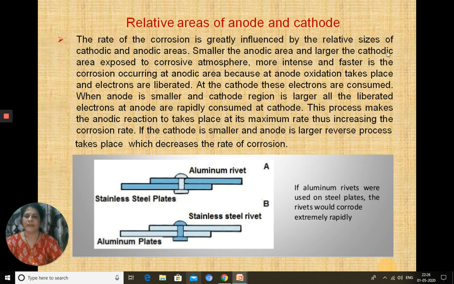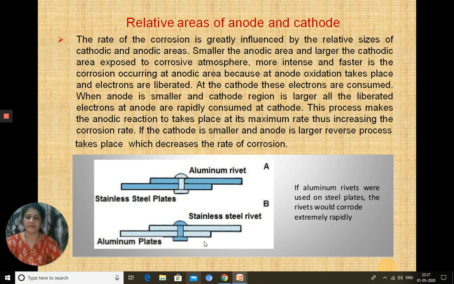Now see here. In both the cases, aluminium will act as an anode and steel will act as a cathode. In the first case, the area of the anode is very small as compared to the area of the cathode. As aluminium is the anode, it will undergo oxidation and liberate electrons. These electrons are accepted by the steel plate. As the area of the cathode is very large, the electrons are rapidly consumed at the cathode. Hence the aluminium undergoes rapid corrosion, and intense and severe corrosion takes place.